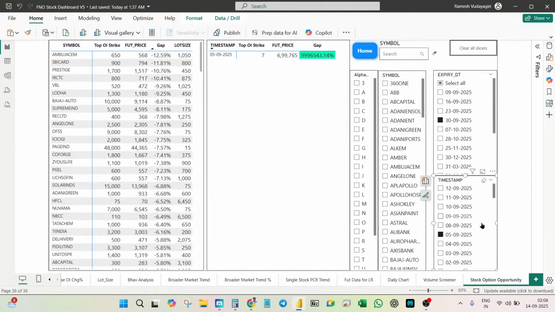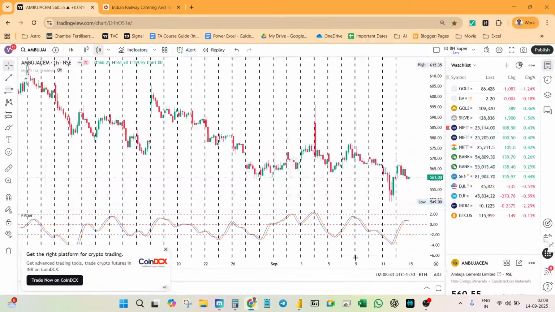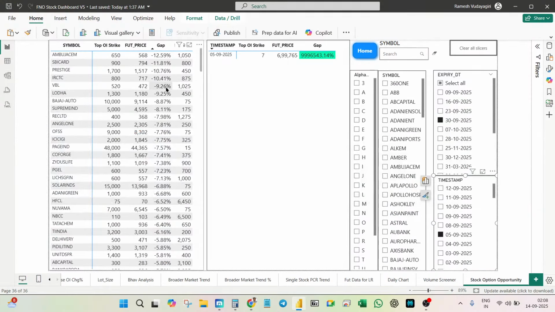Ambuja Cement on 5th September. You can see here the closing basis, around this place where we closed, around 568. Then from there it rallied 10 rupees in the options and futures. Ambuja Cement on 5th September was showing an opportunity to buy. There is a good opportunity around the 550 rupees option that you could buy.